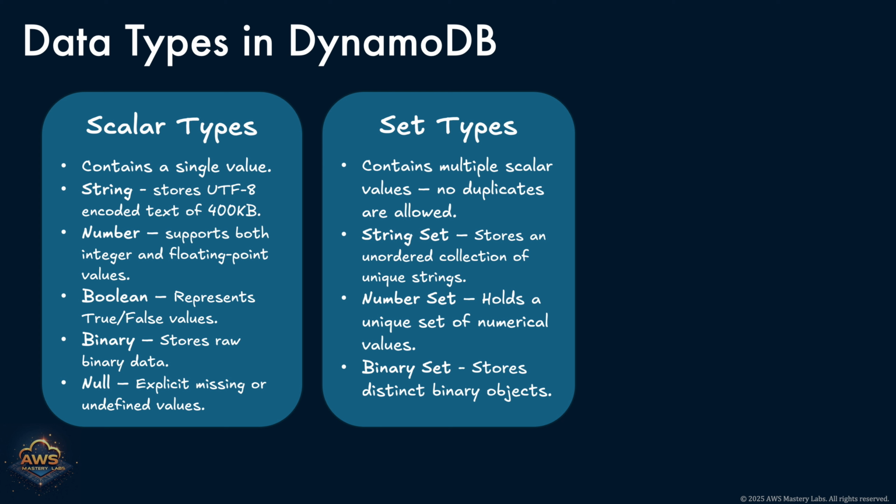Number set. This stores a unique group of numeric values, making it useful for representing things like product IDs, user scores, or feature flags represented as numbers. DynamoDB ensures that duplicate numbers are automatically removed, simplifying application logic and reducing the risk of data anomalies.